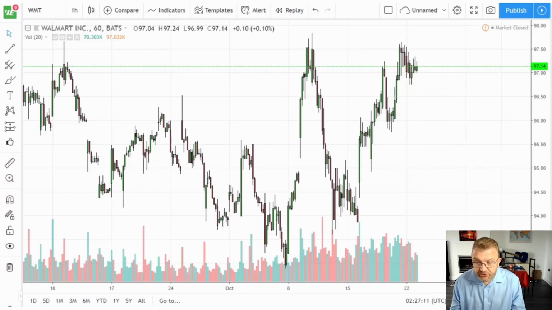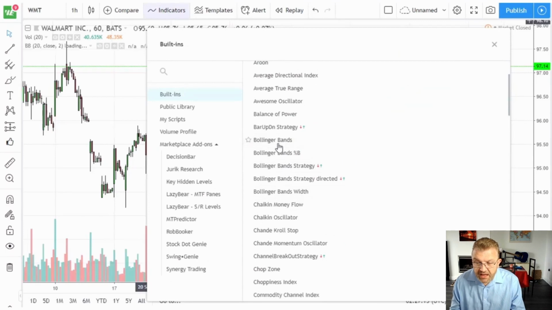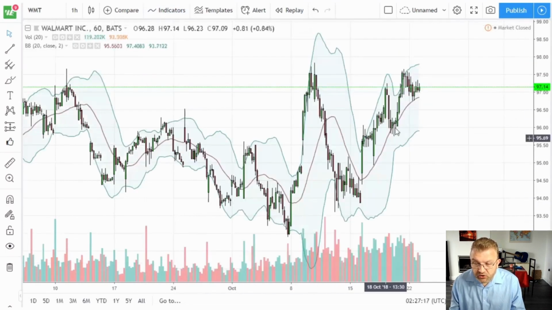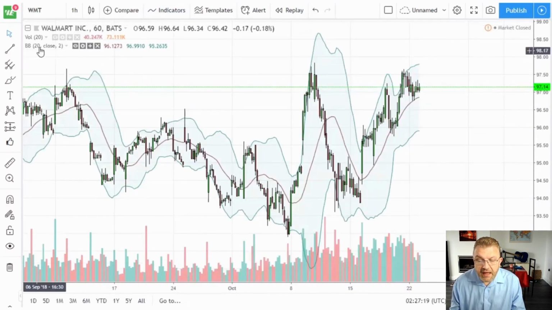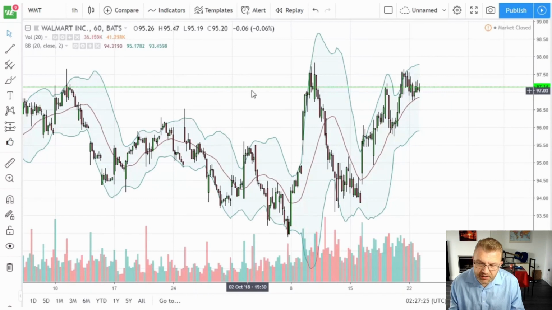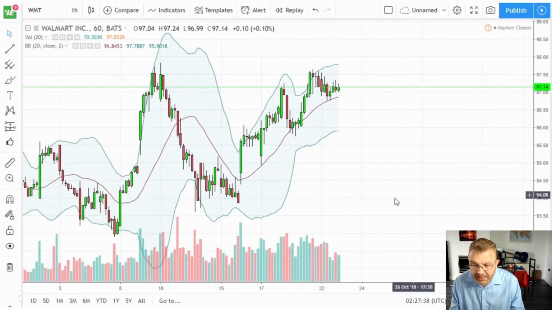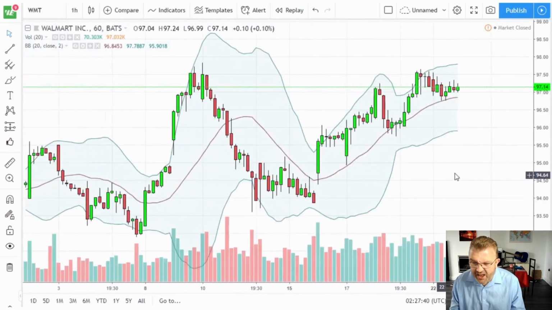How does it do it? Well, as I put the indicator on, you'll see that it's an overlay. There's a line in the middle and the line is the 20 SMA, the simple moving average, over the last, in this case, 20 hours, the average closing price, and then two standard deviations. All of this can be adjusted, but that's the standard layout.